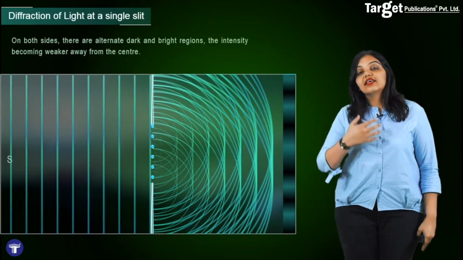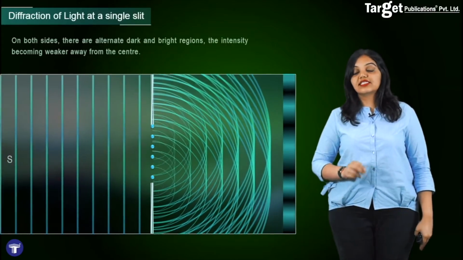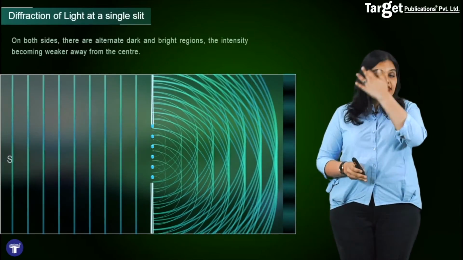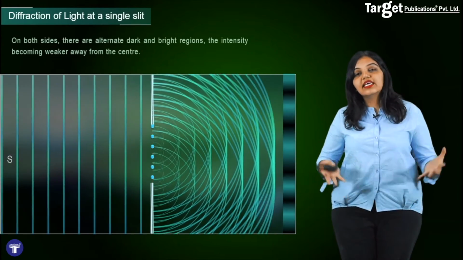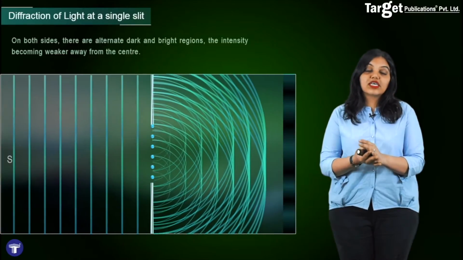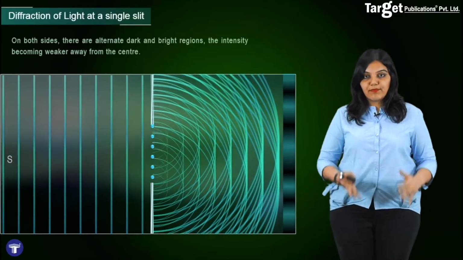One was that it is created by infinite secondary sources. Every single point on the slit is acting as a secondary source and therefore effectively you have infinite secondary sources, and it is nothing but the interference of the waves which is coming from all these infinite secondary sources which is giving you a diffraction pattern.